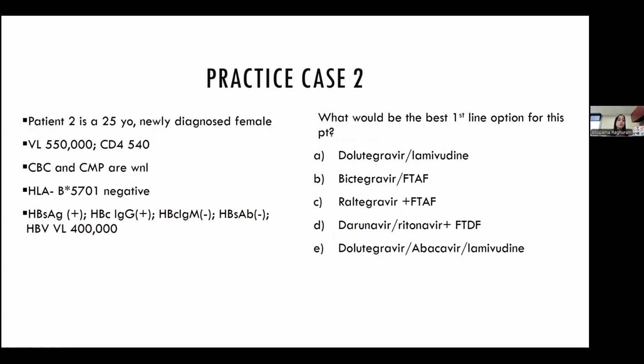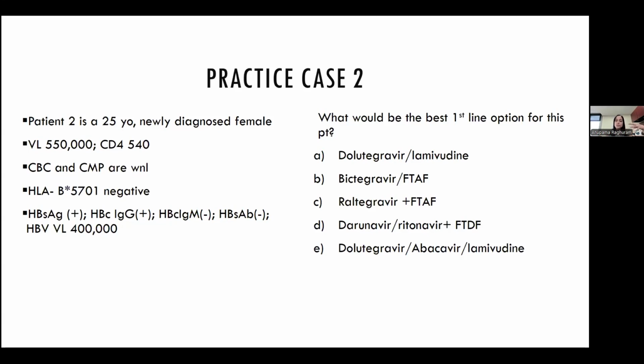You have a patient who is 25 years old, newly diagnosed female. Viral load is 550,000. CD4 is quite good at 540. CBC and CMP are normal. You do happen to have an HLA-B5701 that's negative. And then when you check other labs, you see that they do have hepatitis B, as evidenced by the positive hepatitis B viral load there and the positive surface antigen. So in this case, what will be the first line option for this patient?